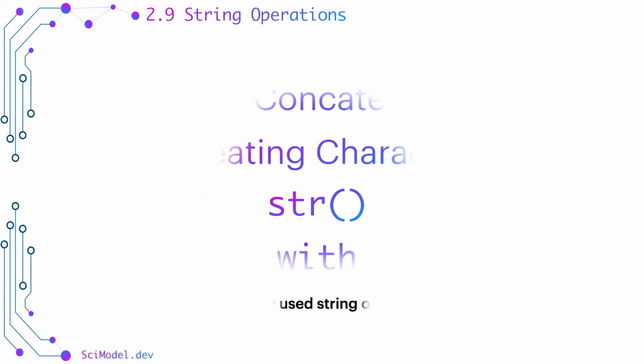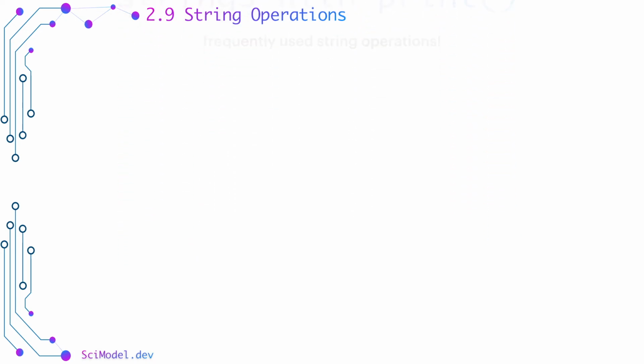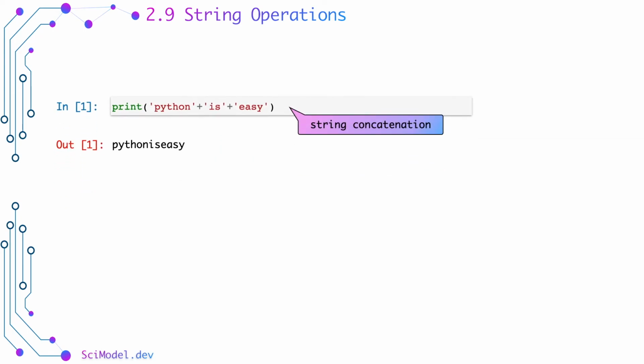There are 4 important operations used for strings in Python that you will occasionally use, which are string concatenation, repeating characters, the string function for data type conversion, and using strings with the print function. In string concatenation, 2 or more strings can be joined in Python using the plus operator. Let us take an example. Suppose we have 3 strings: Python, is, and easy.